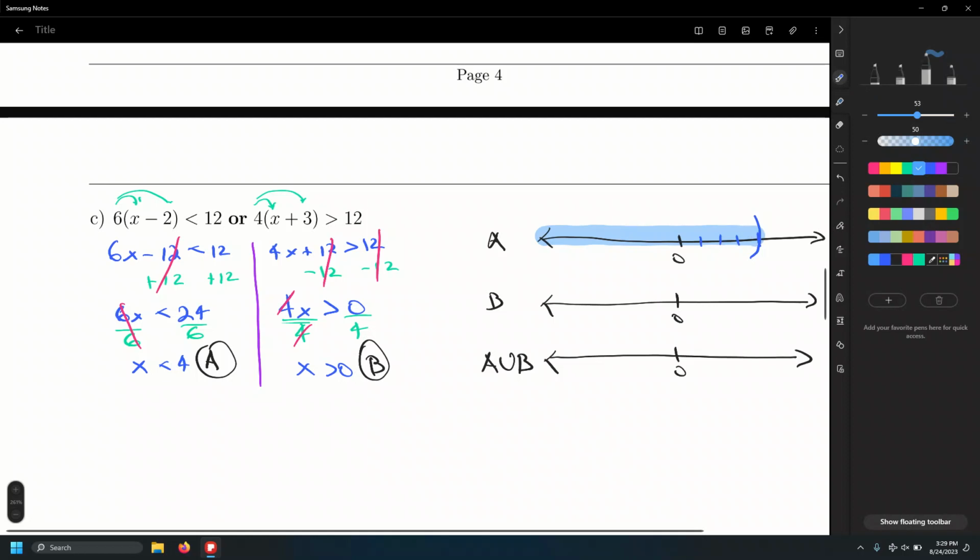And let's do the second set. The second set, that's x greater than 0. Well, 0 and to the right. All right. And we've got pretty much everything we need. Now let's put them all together. That's going to be this one, that one. This to the right and to the left.